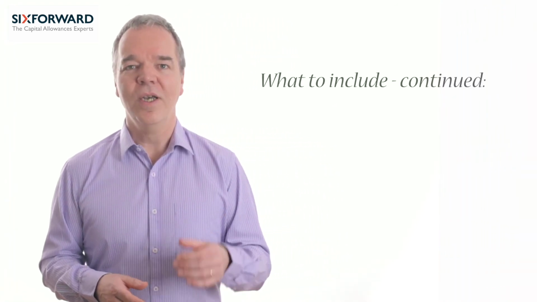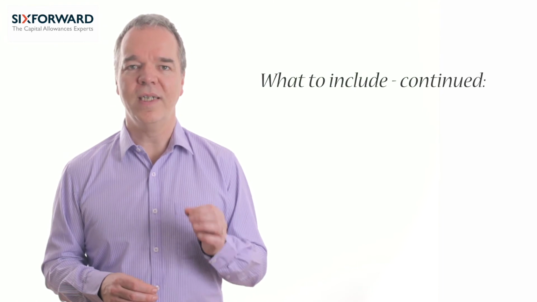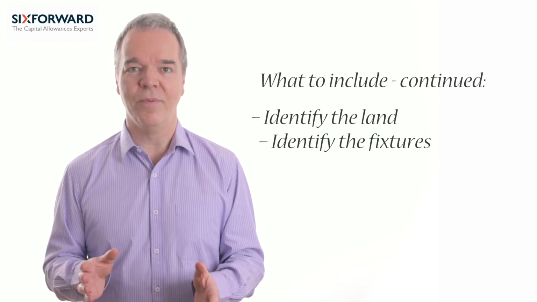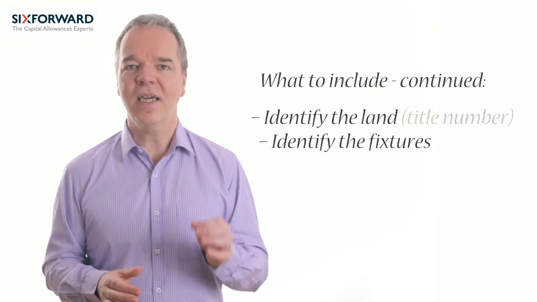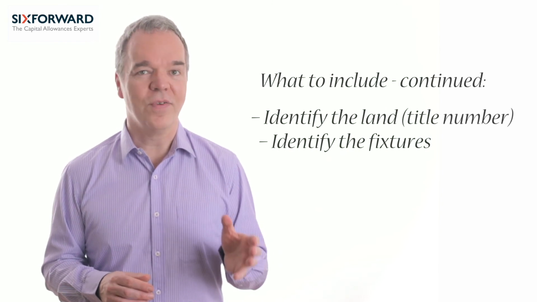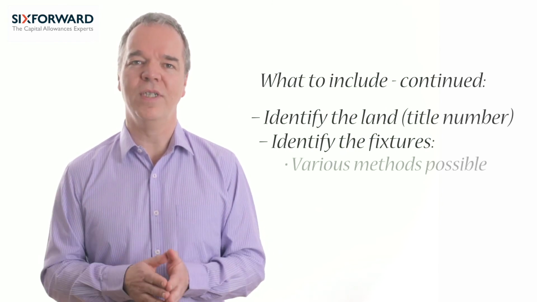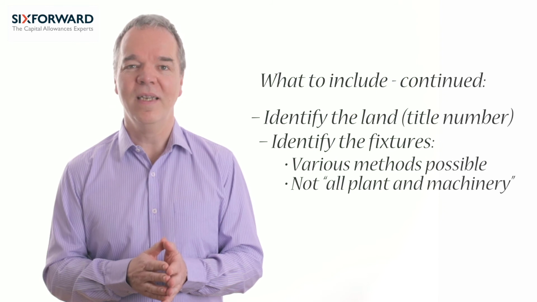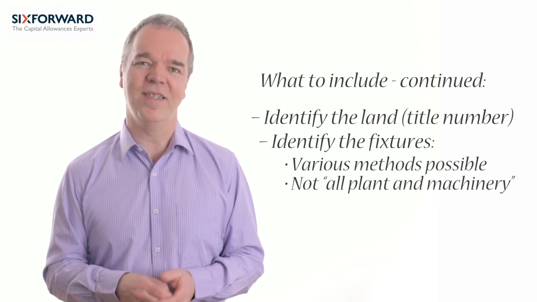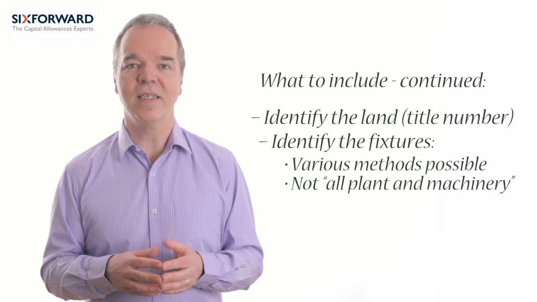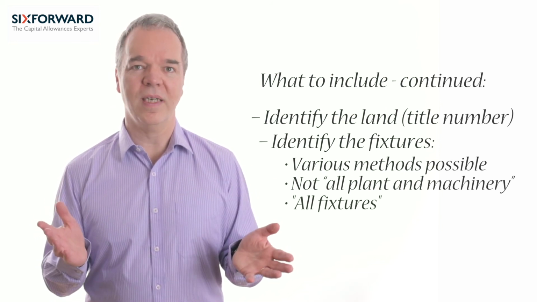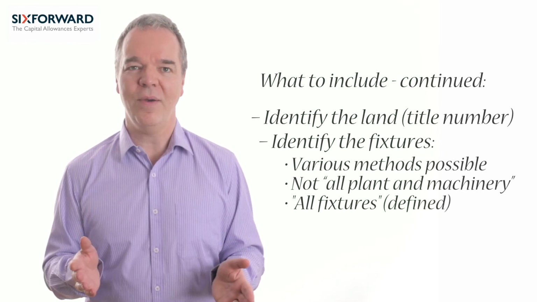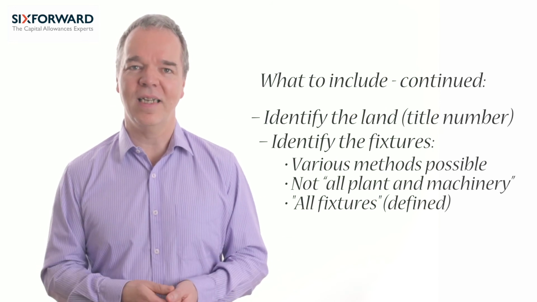The fixtures election must include sufficient information to identify both the relevant land and the plant or machinery that it purports to cover. To identify the land, the title number should be included. To identify the fixtures, a number of different approaches may be used, but it's not sufficient to say all the plant and machinery in the property, as this will include items that are not fixtures. It is, in principle, acceptable to say all the fixtures in the property, but it would be prudent to add, as defined at Section 173 of the Capital Allowances Act, to avoid any misunderstandings.